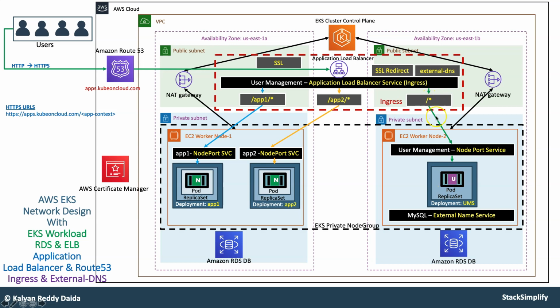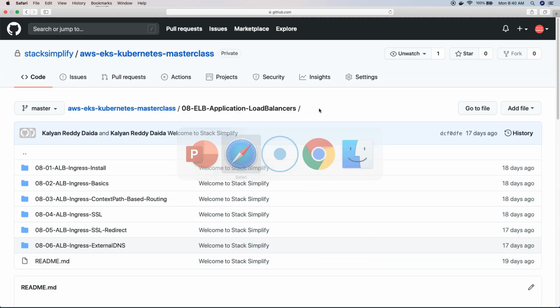If you want to list users or get some database information, like create user, it will come to the MySQL external name service, verify the details from the RDS database, and then send it back to the user. So this is the entire architecture we are going to build as part of this entire ALB section.